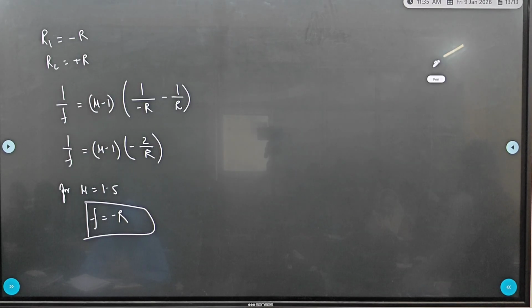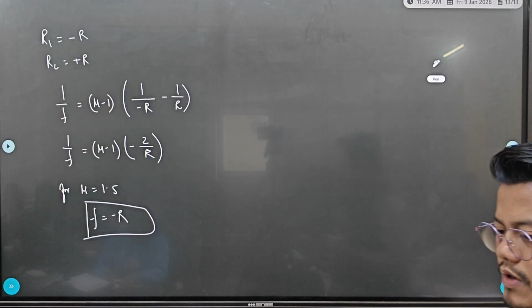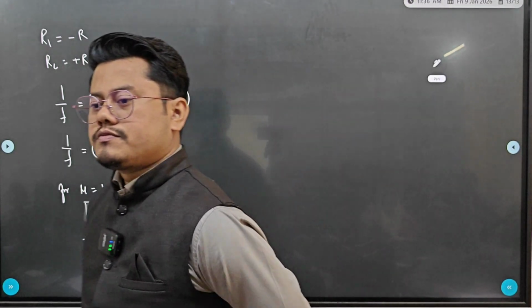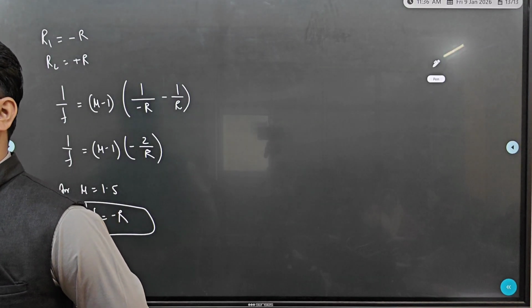How did you get this plus 1 by R? R1 is infinity, no? R2 is positive or not? According to the formula, it is minus or not? So 1 by infinity minus 1 by R, it should be minus. With the same, it is equal to minus 2R. Got it? Yes, sir. Done, everyone? You got F equal to minus 2R or not?